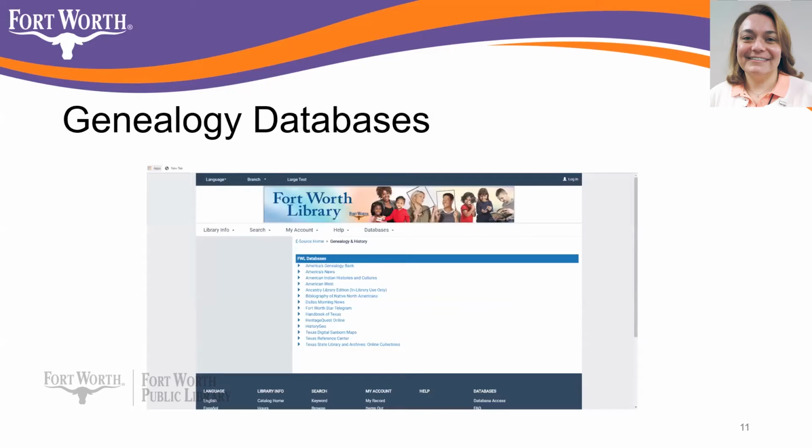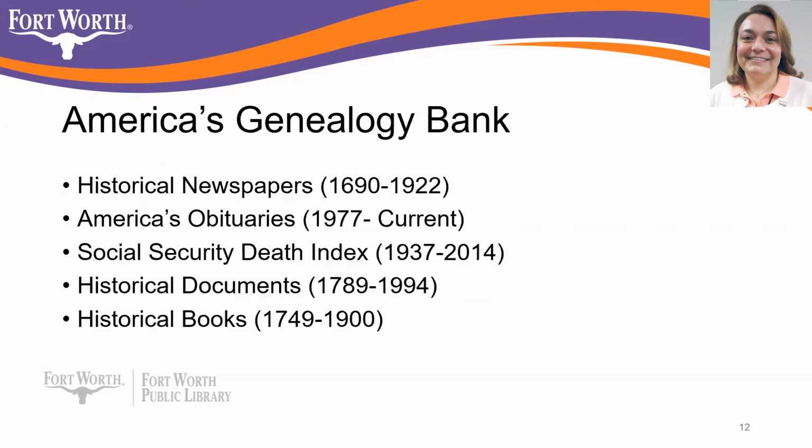Other databases include the Ancestry Library Edition, Heritage Quest. We're going to show you quite a bit. America's Genealogy Bank is a great one. There are historical newspapers ranging from 1690 to 1922. There are American obituaries from 1977 to the present. There's a Social Security Death Index, historical documents, historical books.